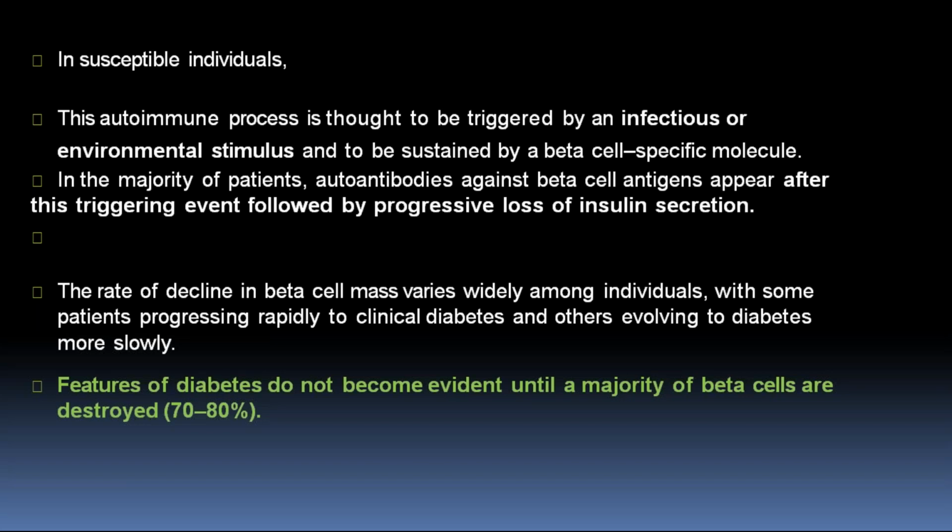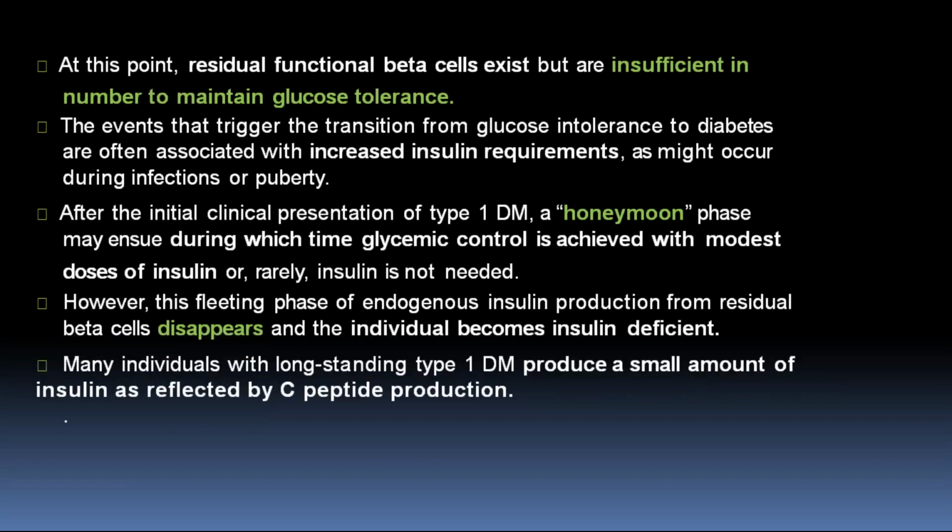About 70 to 80% of the beta cells are destroyed. At this point, residual functional beta cells exist but are insufficient in number to maintain glucose tolerance. The events that trigger the transition from glucose intolerance to diabetes are often associated with increased insulin requirements, as might occur during infections or puberty. Remember, these patients are young, below 20 years, and increased insulin requirements are there. Usually they're detected during some viral insult or during some surgery. Sometimes these patients land up in DKA, and it is then found out what the trigger was.